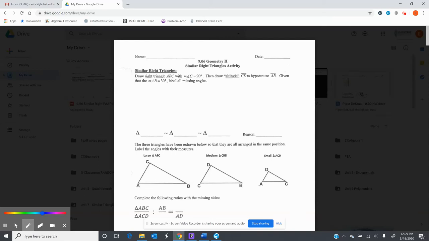Good morning, everyone. We're going to start here on notes 906, similar right triangles. Now, this is the activity page. I believe it's included in your packet. If not, just hear me out. We're going to go over some important vocabulary for today's notes.